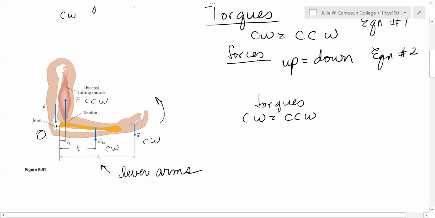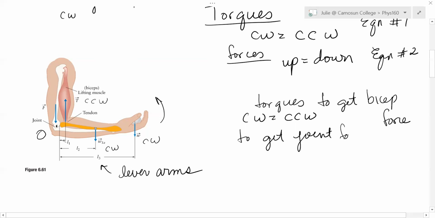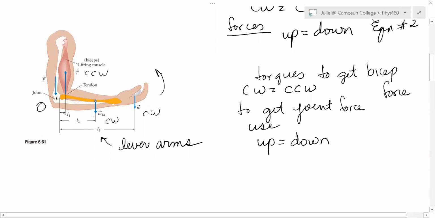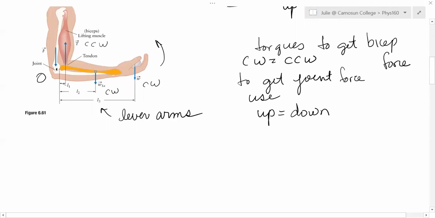And then in order to get the joint force, so torques to get bicep force, and then to get joint force, use up equals down. So notice how you've got the joint force is down, the weight of the forearm is down, the weight of whatever's in the hand is down, and the bicep muscle is up. Okay, and then that's how you get the joint force for that one. Okay, we've seen that one a couple of times now.